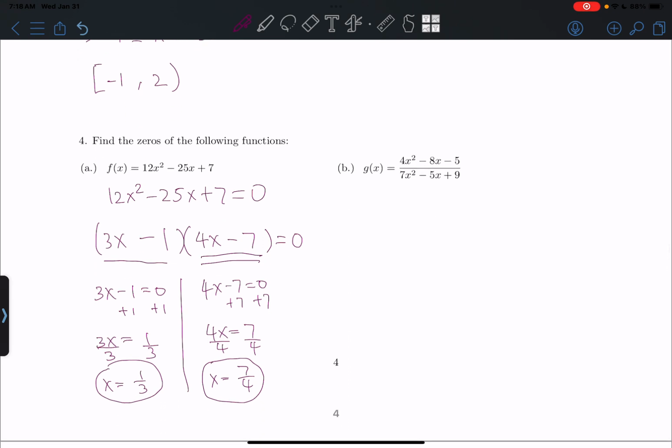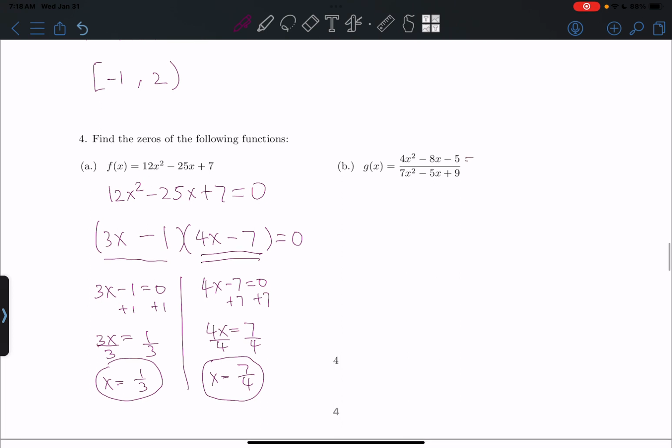Now for part B, I just want to quickly mention that you don't have to deal with the whole thing, right? A fraction for a rational function is equal to 0 if the numerator is equal to 0. So all you have to do is set the top equal to 0 and solve for it that way. Okay, just a quick reminder. So basically, you only have to solve for this. Okay, and once again, it becomes an easy factor or quadratic formula problem.